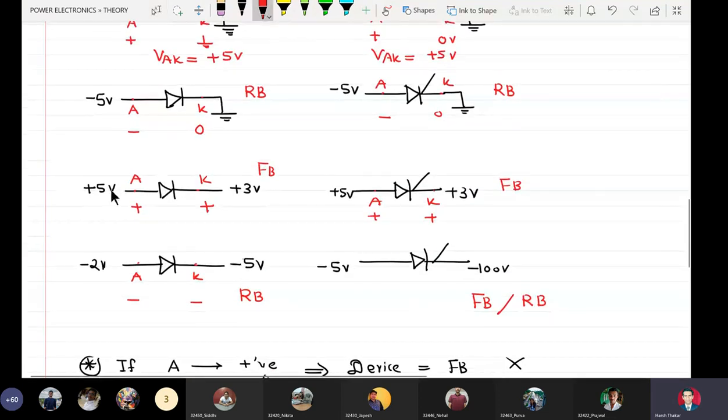Okay. What is the potential difference here? VAK, it is minus 5 minus 0. So it is minus 5 volts. Same here. VAK is equal to minus 5 volts.